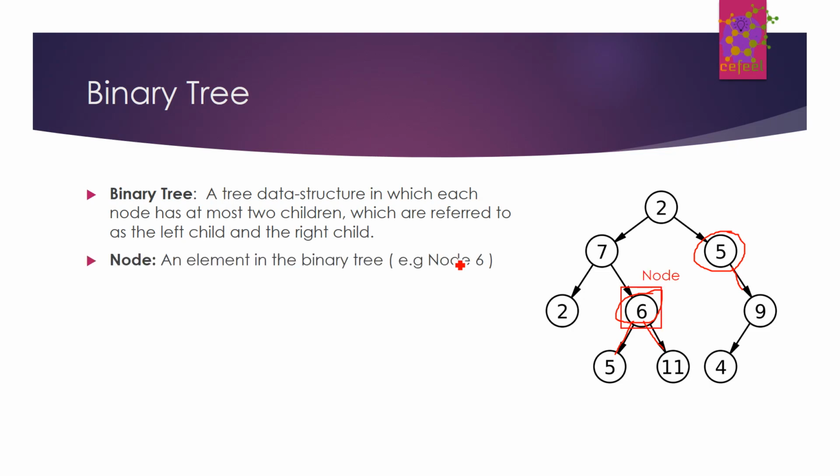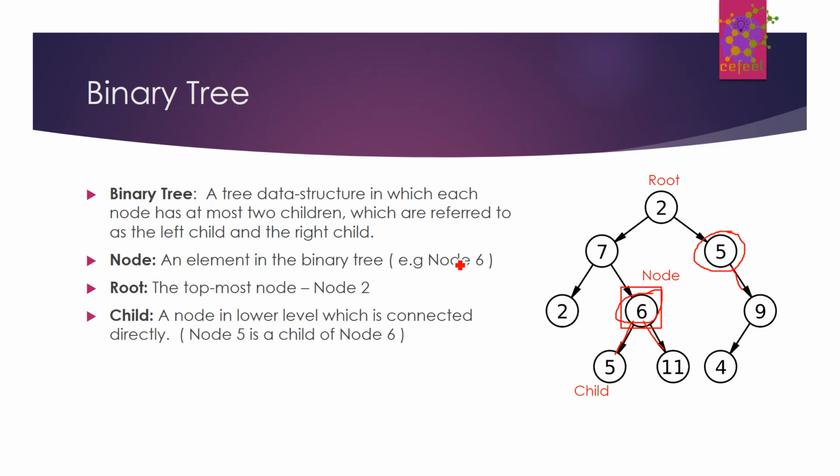So what is a node? First of all, a node is a primary element in a binary tree. So it's like vertices in graphs which are connected through edges. An example could be node 6, which we have taken as an example. Then every binary tree has a root which is the topmost node. So in this case our topmost node is 2.